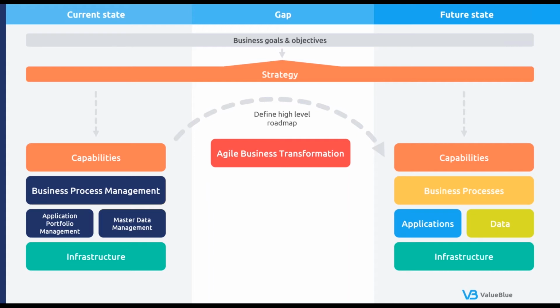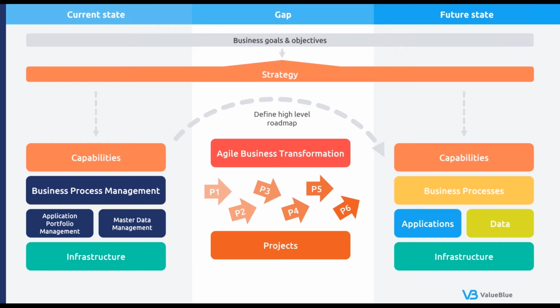Getting from the current state to the future state is done by creating and executing projects. Those projects are then handled through another use case of Blue Dolphin, which is project portfolio management. Once you get from your current state to the future state, you update the current state with your future state, and that cycle starts all over again. So that's where we position application portfolio management within our agile business transformation portfolio.